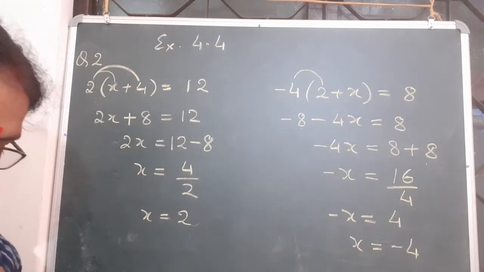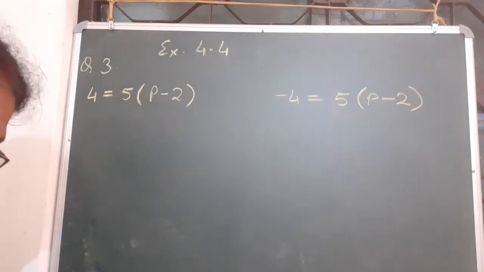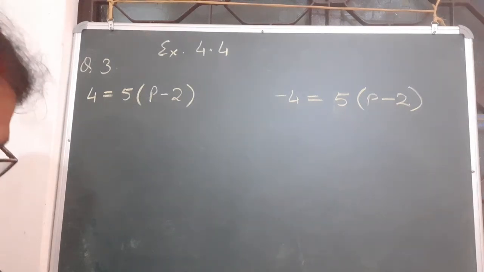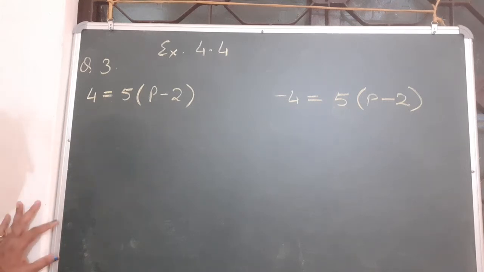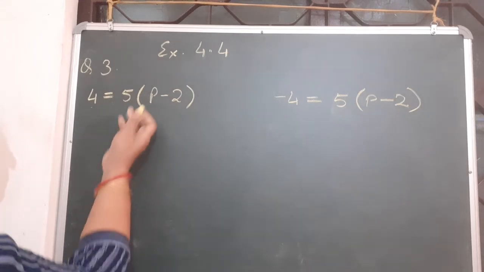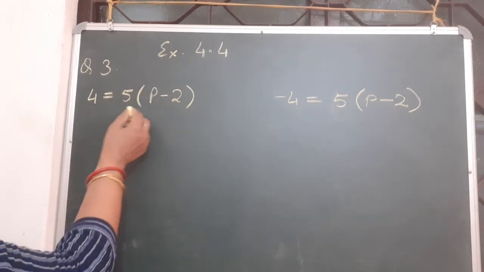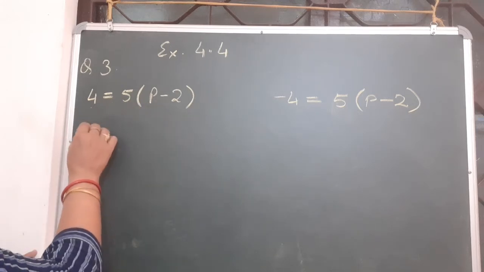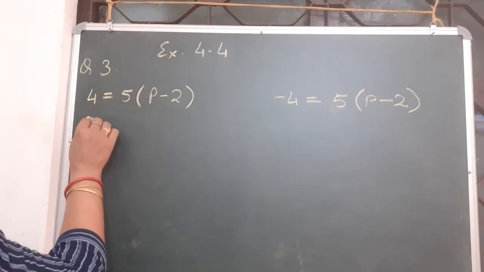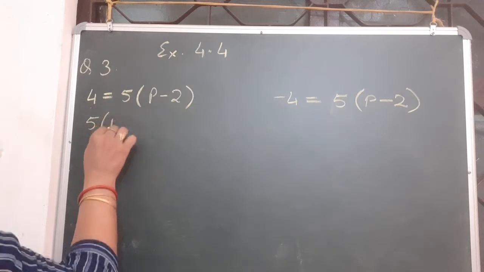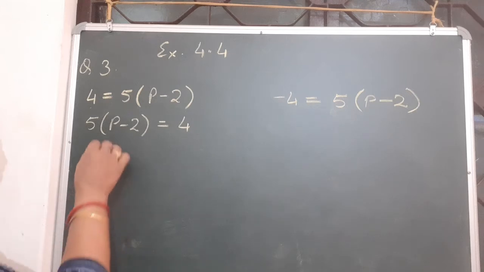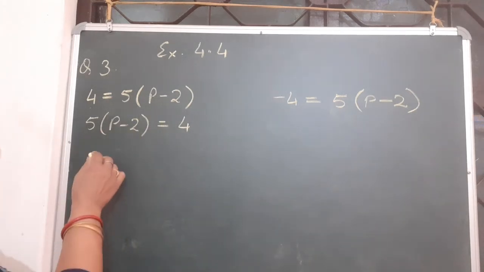Now we come to question number 3. From question number 3 I have taken 2 examples and rest of the questions you will do yourself. Just see here, the question is 4 is equal to 5 in bracket p minus 2. So you can just interchange. You can shift this RHS to LHS side and LHS to RHS side. There will be no change in the equation. So we can write 5 into p minus 2 is equal to 4. Now you can solve it as you have solved it previously.